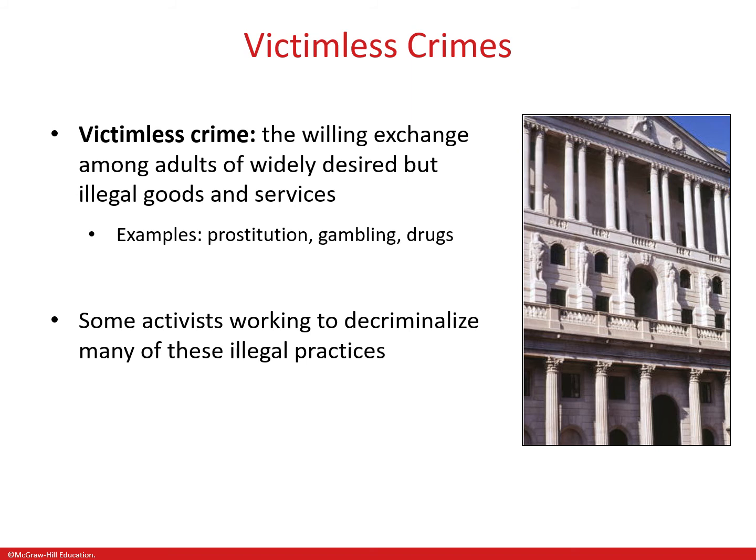Victimless crimes are a willing exchange among adults of widely desired but illegal goods and services. So examples of victimless crimes would be things like prostitution, drug abuse, gambling. Now, there are some activists attempting decriminalization. They're saying that these are impossible to prevent. So a proponent would say these crimes are really impossible to prevent, and that they are really not victimless because there's a willing exchange among adults.